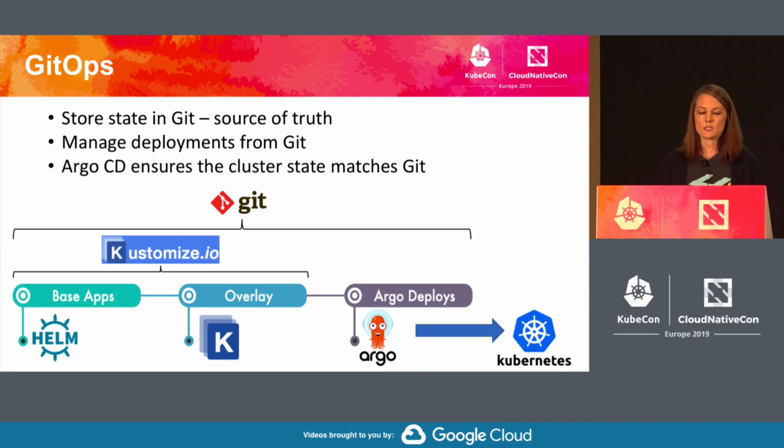Another part of GitOps is managing deployments from Git in an automated fashion. So we use a continuous deployment tool which manages our automated deployments. It ensures the declared and actual states match. And the tool we've chosen is Argo CD. Argo CD is a Kubernetes controller, and it does a diff, basically, and looks at what is declared in Git and what is actually running on the cluster. And if there are any differences, it's able to reconcile that.